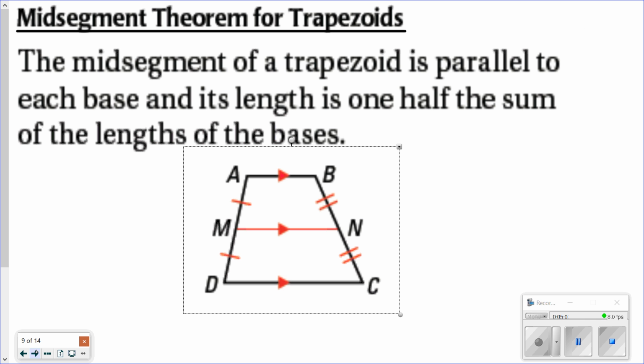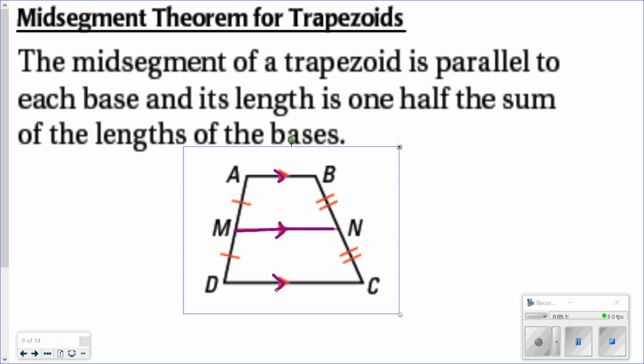Midsegment theorem for trapezoid. The midsegment of a trapezoid is parallel to each base. So this line here we know is parallel to the top base as well as the bottom base. Once again, that's what those arrows mean. And its length is 1/2 the sum of the lengths of the bases.